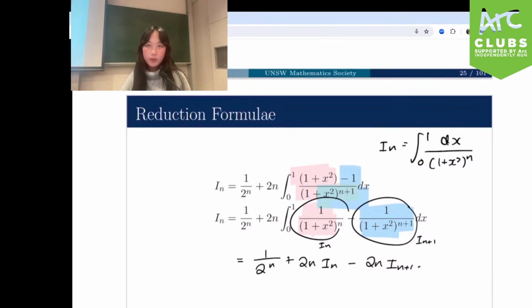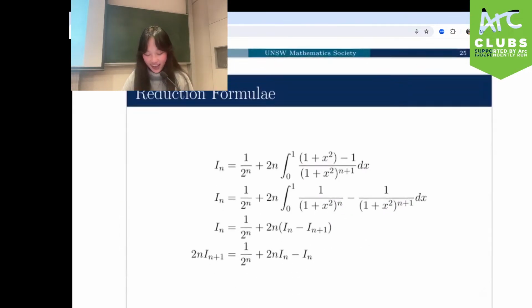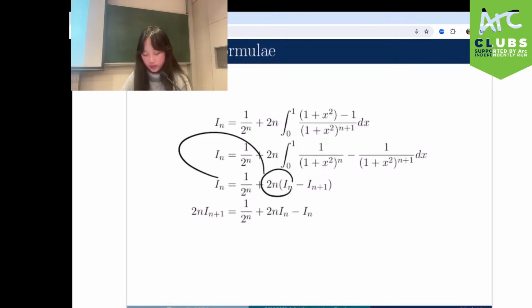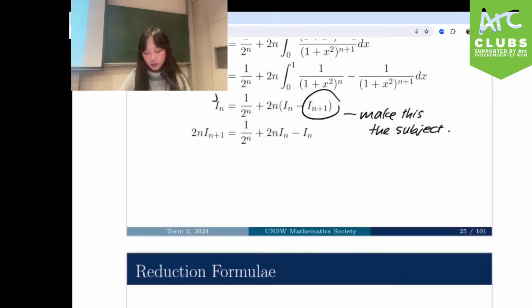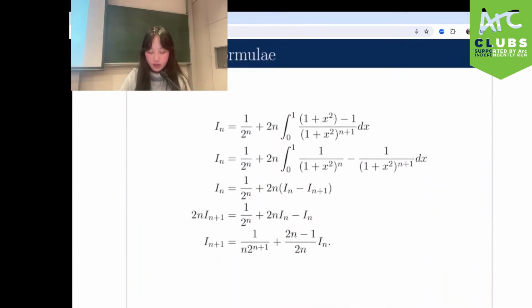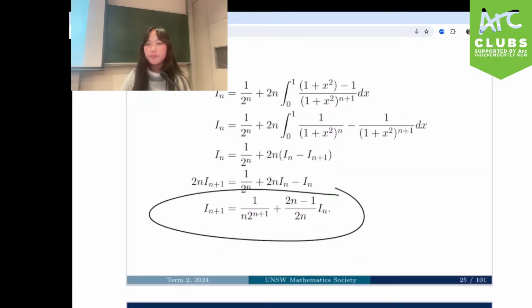And what's the final thing that we can conclude? This. Well, that's not the final thing yet. This is the final thing. All we've done is we've moved this over to the other side, so that this is our subject. We've made this the subject. Because if you remember the original thing we want to prove, it's I sub n plus 1 on the left-hand side. After that, we've just divided over 2n, and we get our final answer, which is the thing that we want to prove, so we've proved it. We've proved how to get the reduction formula.